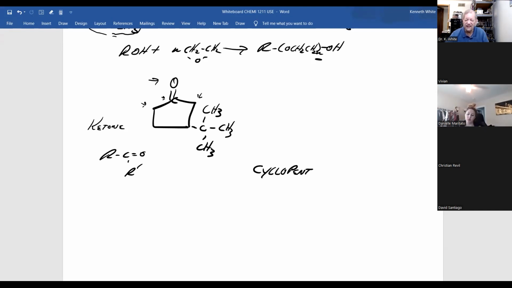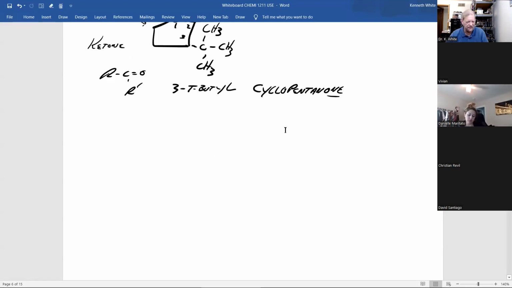Drop the E at the end of pentane and add ONE. This is always number 1. Oh, on carbon 3, Dr. White's favorite alkyl group, a t-butyl group. So that would be 3-t-butylcyclopentanone. Now, I haven't done it for the aldehydes, so I should do the following.